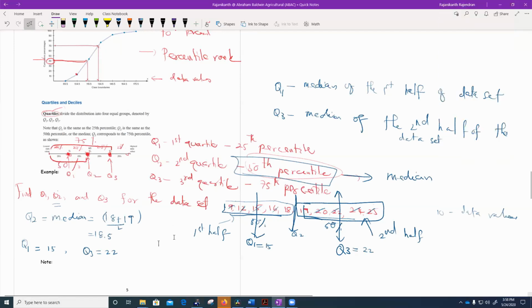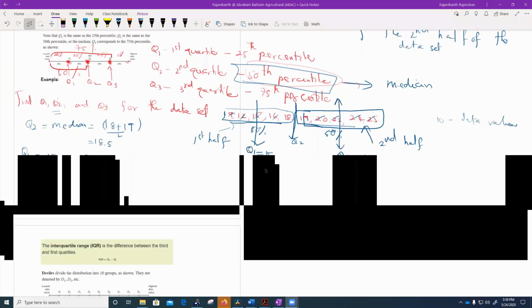So much I have explained in a clear way, with a picture, of how to find the quartiles. Under the note, you could copy down whatever I explained here. Just I wanted to give you the relationship between the percentiles and the quartiles.